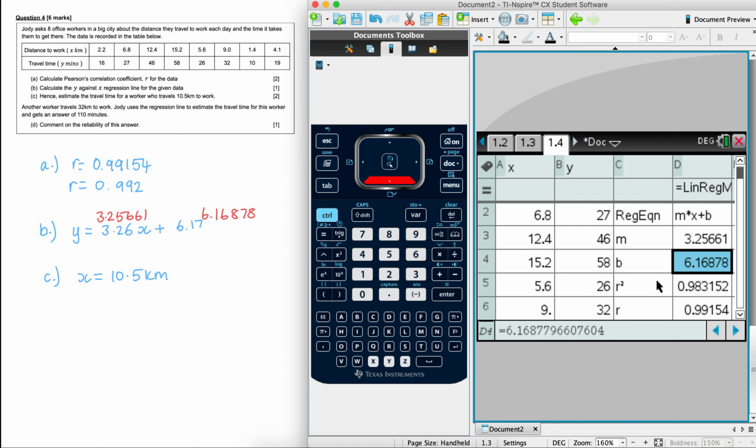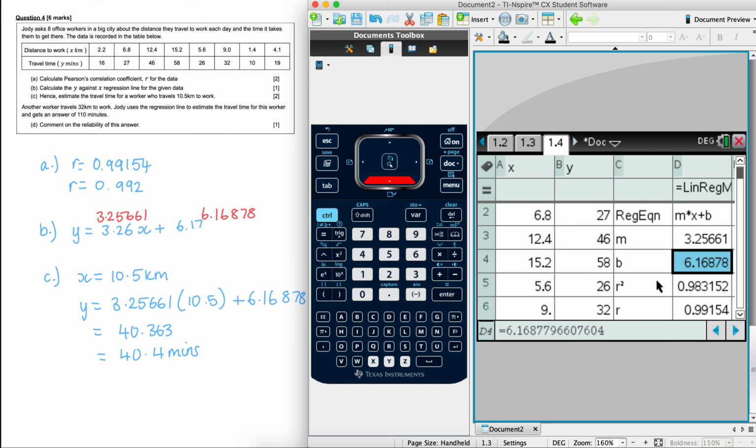And we're wanting to find out how long it takes them, which is Y. So Y is equal to 3.25661. So this is where I'm using the more accurate one to make sure that I'm not losing anything in rounding. And again, with the B value or the C value. And then I can substitute that in, and I find that it's roughly equal to 40.363, which is therefore 40.4 minutes to three significant figures.